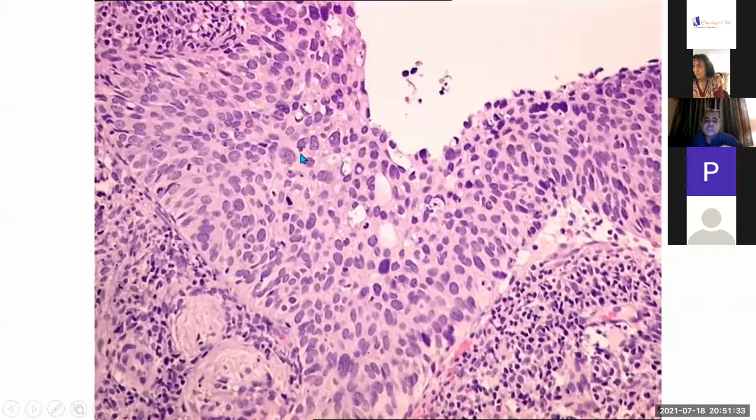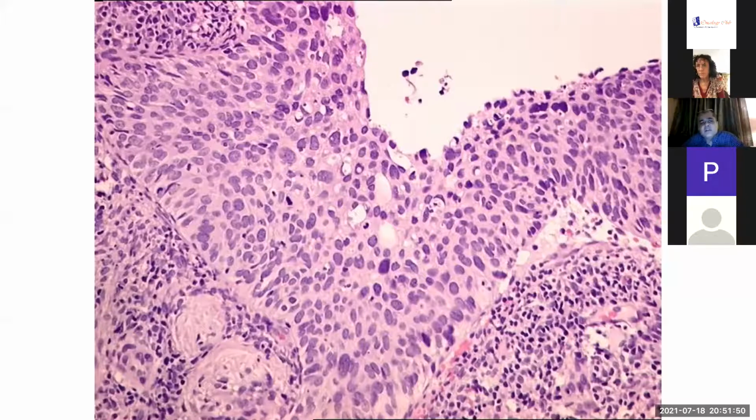So there is loss of polarity, there is mitotic activity, there is apoptosis, there is pleomorphism, and very bad-looking cells throughout the thickness of the epithelium. And that's when we call this CIN 3 lesions. So this is how a pathologist diagnoses these lesions.